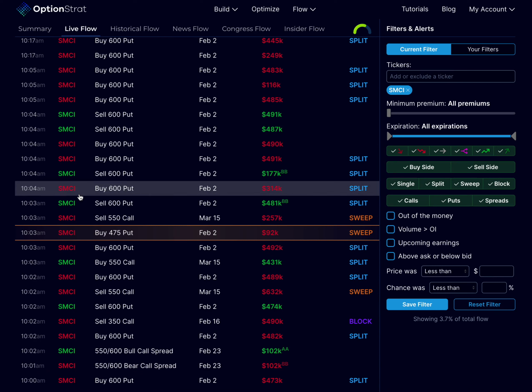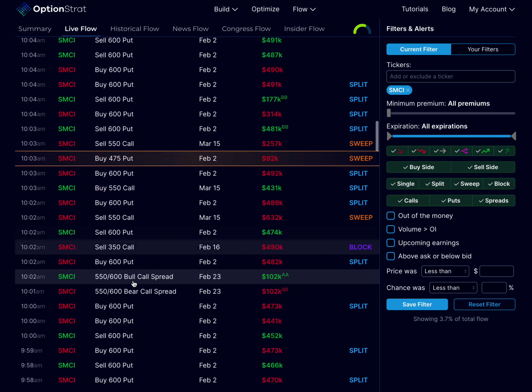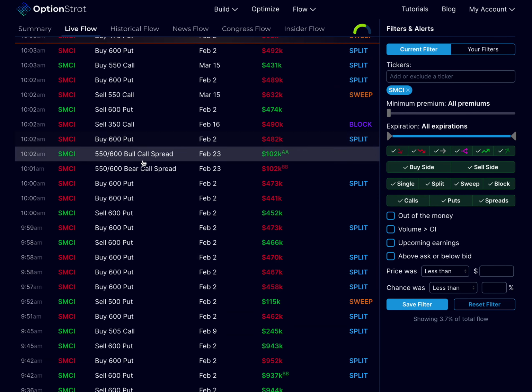So we can scroll down through these and get a sense as to where they landed in that bullish-bearish phase. And so how do you determine what's bullish, what's bearish? Because for every trade, there's a buyer and there's a seller. So how is it that OptionStrat will mark a trade as bullish or bearish? Well, let's just take one for example.